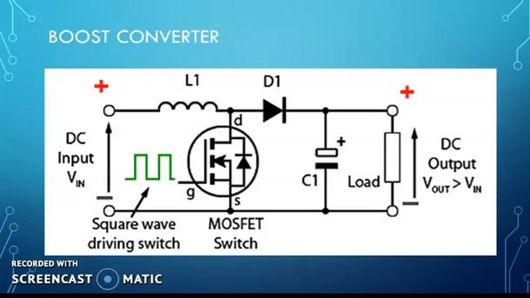First type is boost converter. The name itself suggests the output voltage is greater than the input voltage. Here the MOSFET is used as a switching element. The inductor, diode and capacitor are used. The capacitor is already in charged condition and the load is connected at the output side. And to drive this MOSFET, the square wave pulse is given at the gate terminal of this MOSFET.